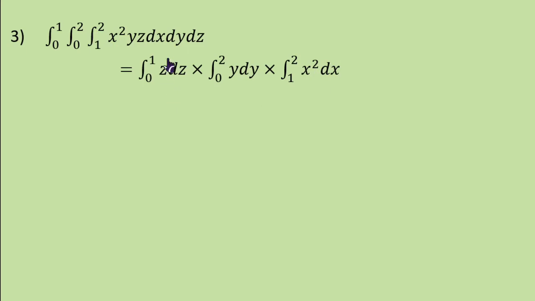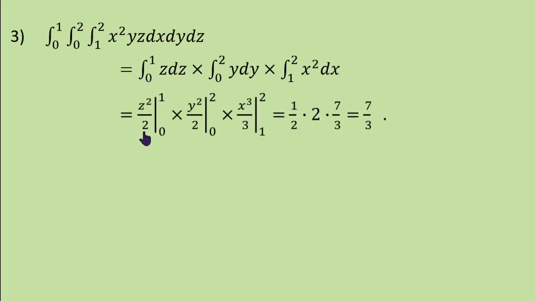Integral of z is z square by 2, integral of y is y square by 2, integral of x square with respect to x is x cube by 3. Here z varies from 0 to 1, and hence 1 square minus 0 square is 1. So this value is 1 by 2. 2 square minus 0 divided by 2, 4 by 2 is 2. 2 cube minus 1 cube, 8 minus 1, 7 by 3. Cancel these two. So the required answer is 7 by 3.